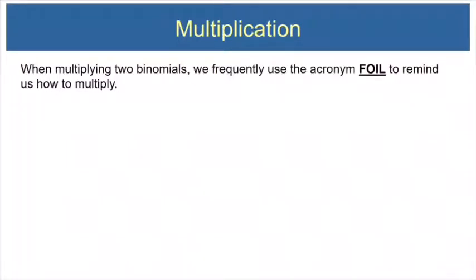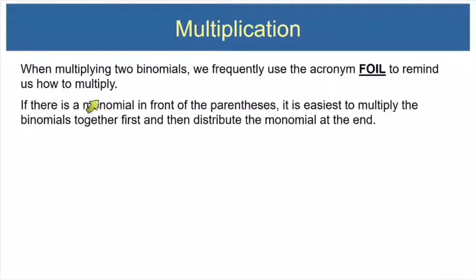Now, frequently, if we're just doing binomial times binomial, we'll use the acronym FOIL to remember how to multiply. And you remember that FOIL stands for first, outer, inner, last. So that's just reminding us that we do first times first, outer times outer, inner times inner, and last times last. And that way you don't accidentally forget to do any of the multiplying steps. But this is no different from the distributing, so if you prefer to think of it as distributing, of course, that's certainly valid. Now, if there is a monomial in front of the parentheses, it's easiest to multiply the binomials together first, and then distribute the monomial at the end.